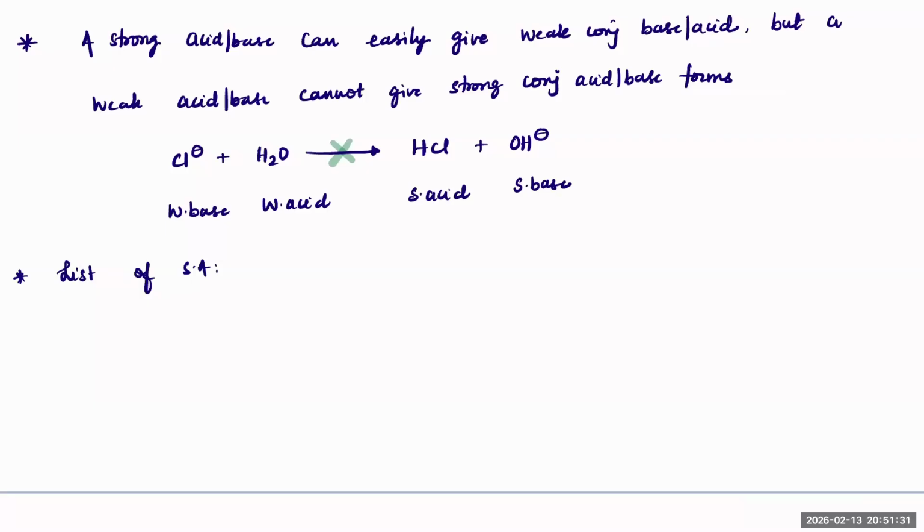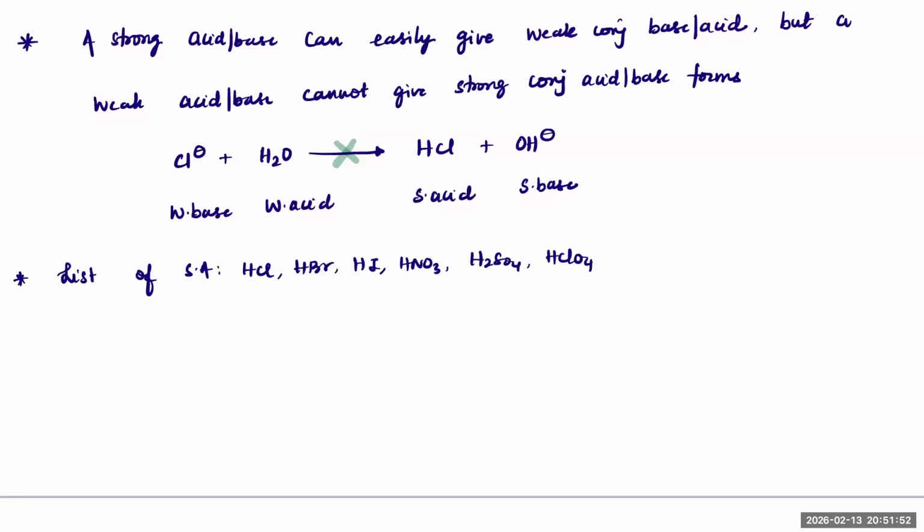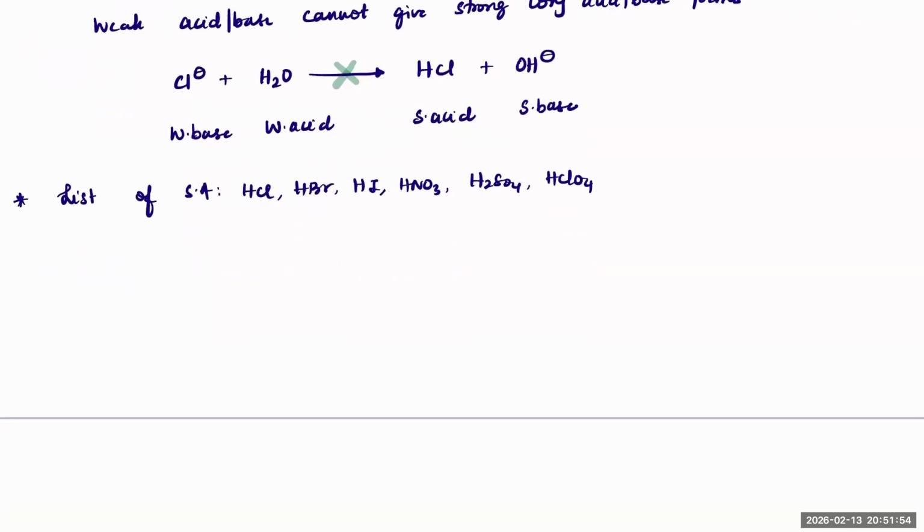So if you compare the strong acids, they include HCl, HBr, HI, and then we have HNO3, H2SO4, HClO4. These are the ones which you should definitely remember, which are very strong acids.